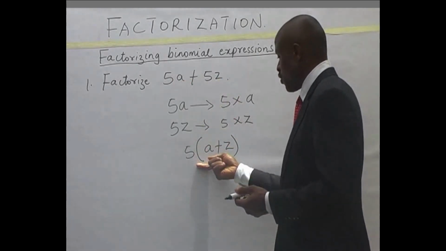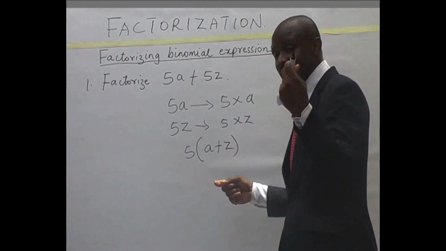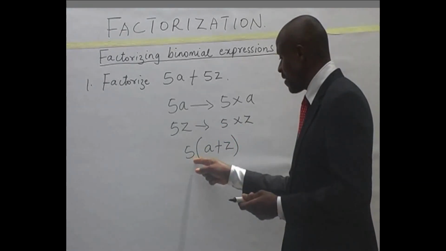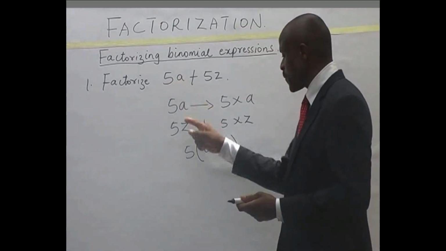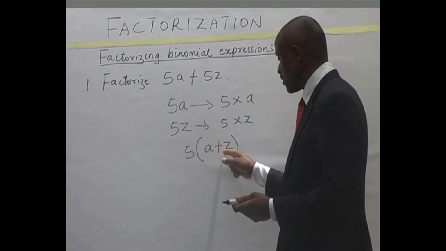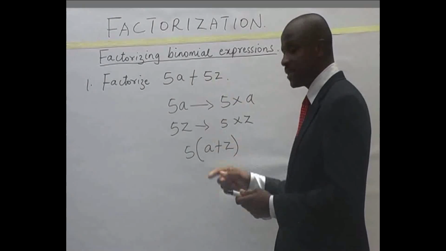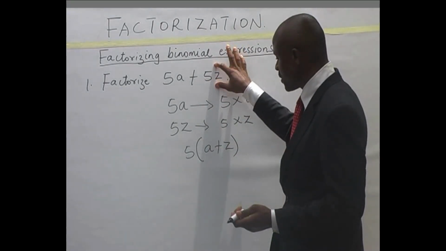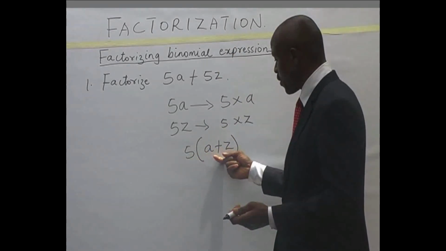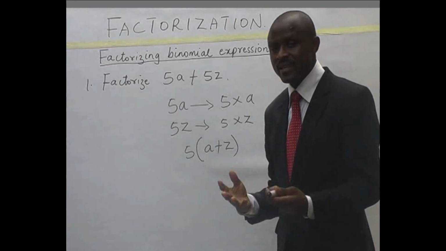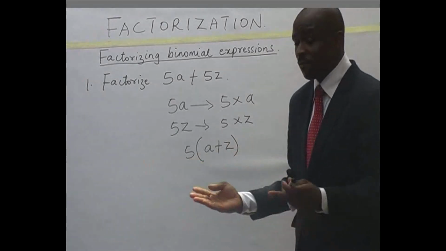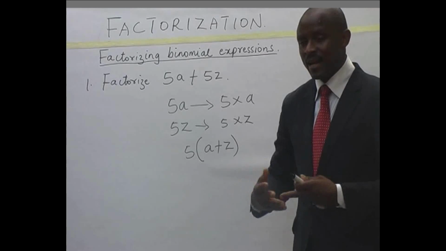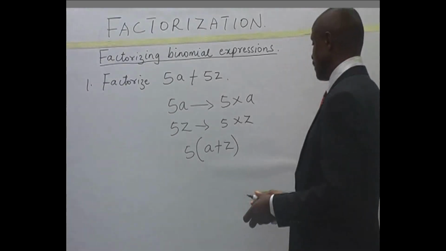If you want to get back 5a plus 5z, just remove the bracket, just as we learned when we were learning how to remove brackets. If you say 5 times a, you have 5a. 5 times plus z, it will give you plus 5z. So when you have expressed this binomial expression into 5 into a plus z, you have factorized it because you have placed it in a form of the product of their factors.